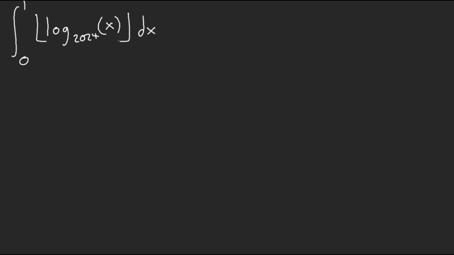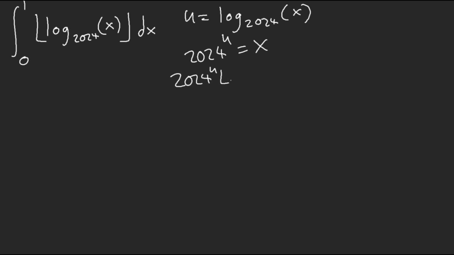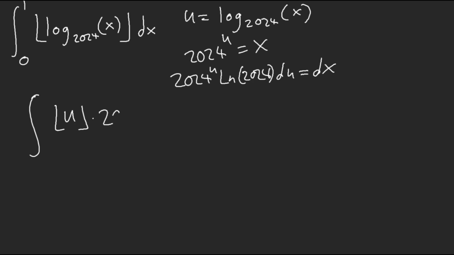Okay, so let's say there's this inside: log base 2024 of x. Then 2024^u is equal to x, right? And then you differentiate this and you're like, okay, this is 2024^u ln of 2024 du equals dx. Alright, perfect. So then you go ahead and plug in, okay, this is u times 2024^u ln of 2024. Alright, easy integral, no problem.